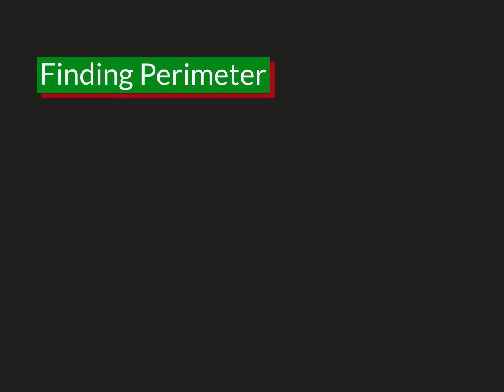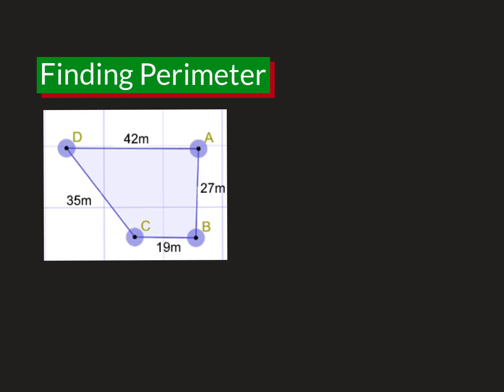For example, say you own a corner lot and your backyard is shaped like this. You want to build a fence around the yard. To know how much lumber to buy, you need to know the distance around the outside, the perimeter.